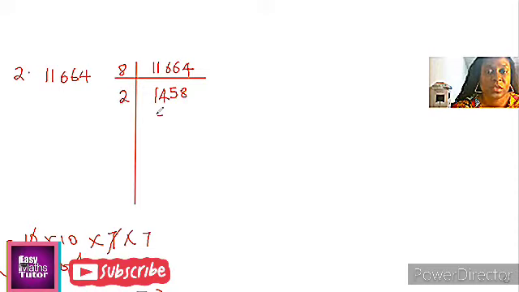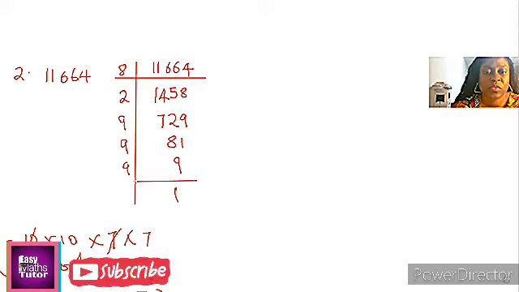2 goes into 14 7 times. 2 goes into 5 2 times. And then the 1, 2 goes into 18 9 times. So we have 7 to 9. Let's try 9. 9 goes into 72 8 times. 9 goes into 9 one time. 9 goes into 81 9 times. And 9 goes into 9 one time. All right. So we have gotten the product of these factors.